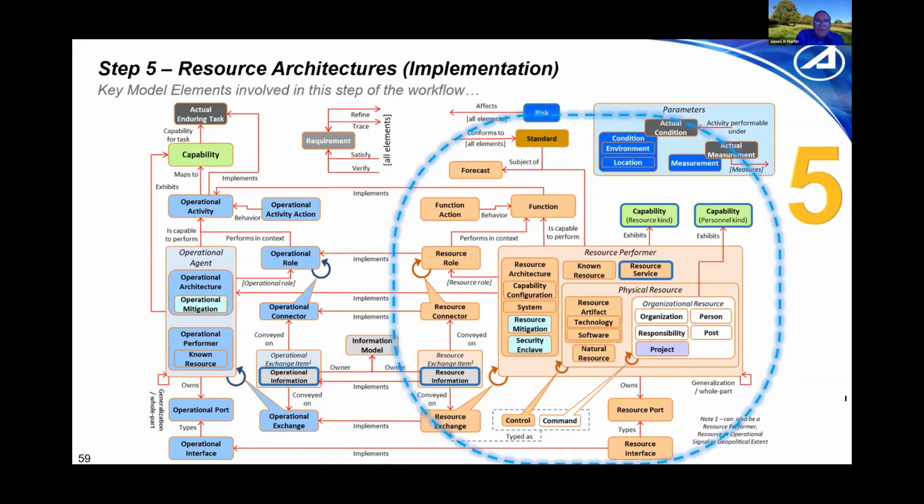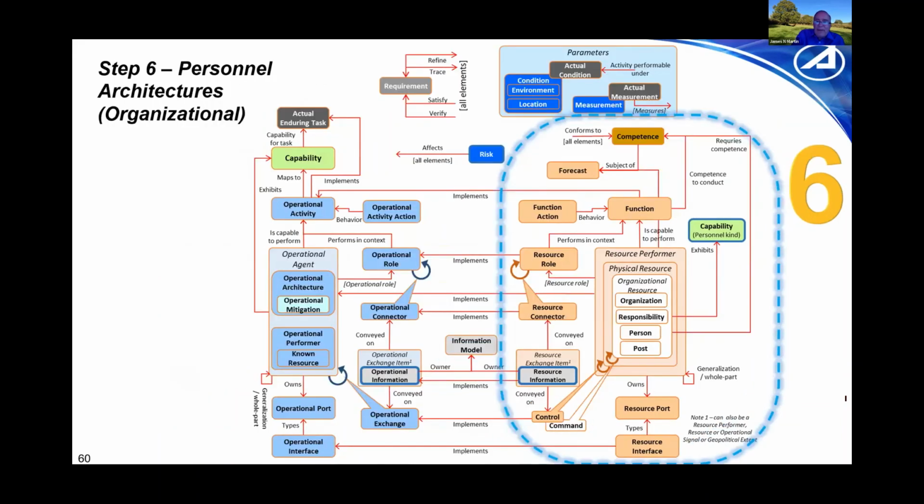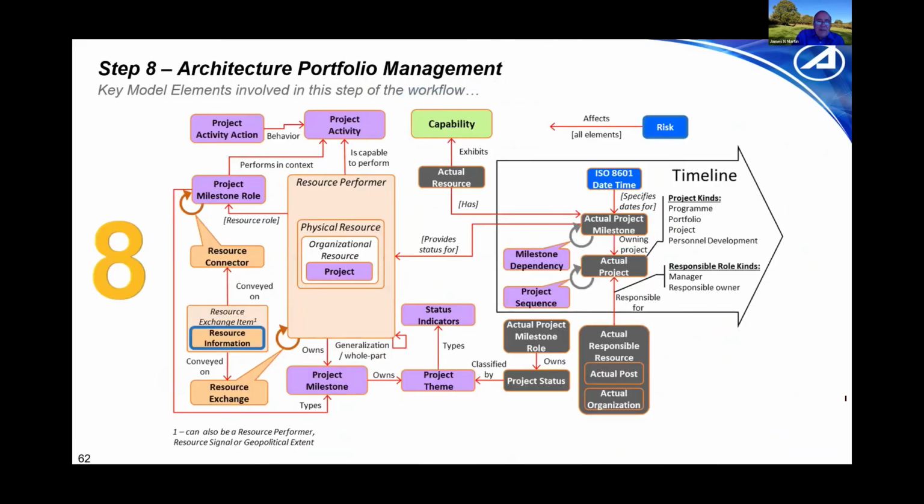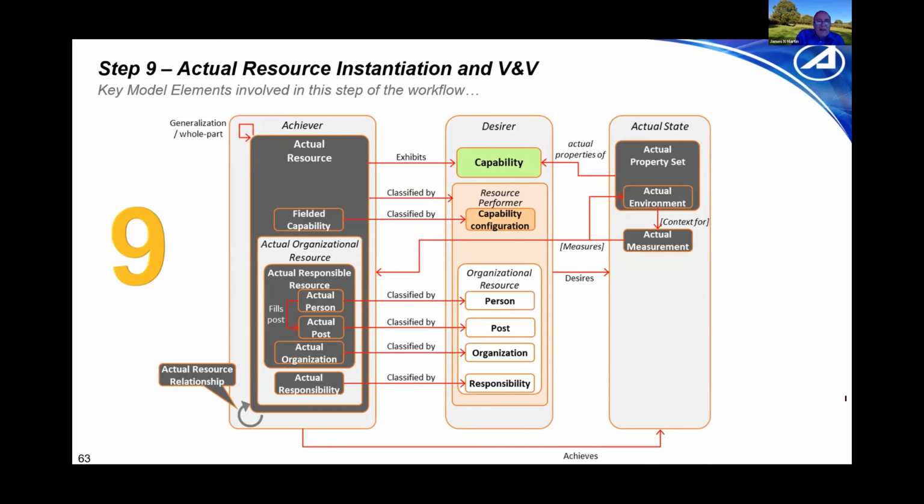Here are the resource architectures, which is your implementation of operations in step 5. Here are your personnel and organizational model elements. Here's your security and protection in step 7. Your portfolio management, which is mostly about projects and milestones, delivering various kinds of resources. And then eventually step 9 is where you actually build stuff and put it in the real world. So the actual resources, instantiating those in the real world and mapping those back up into the capabilities you are trying to deliver.